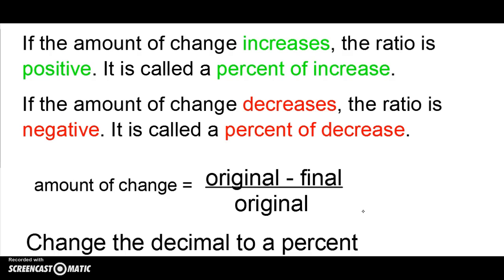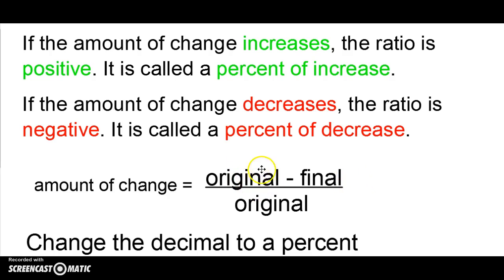If the amount increases, the ratio will be positive, and that's called a percent of increase, meaning maybe because of inflation, milk is more than it was last year, you would find the percent of increase. If the amount goes down, then you would say that's a negative ratio and that the percent decreased. So here's the formula. You really want to stick to that, and I'll show you why.